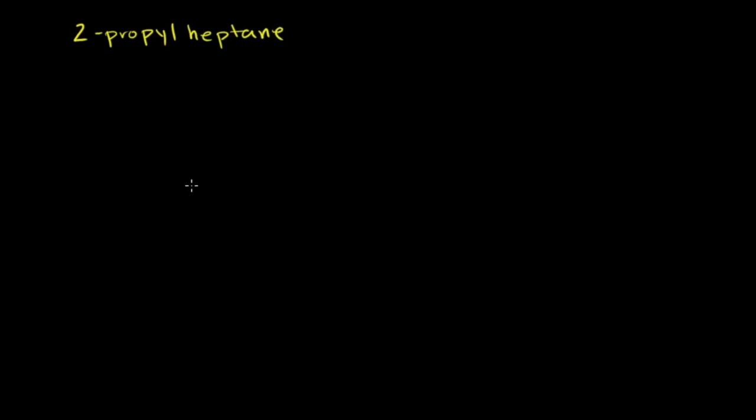It's a 2-propyl heptane. Now check how I'm going to make a mistake. Please check it. As I already told you, I'm going to make an error. Here 'ane' shows that all single bonds are there.